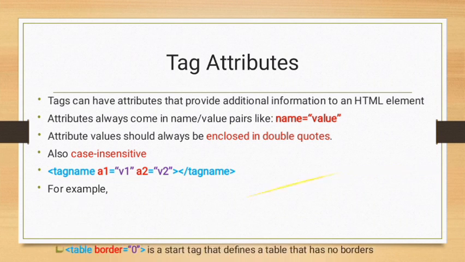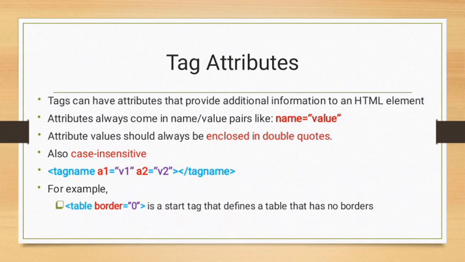So for example, there is a table tag. First of all you give the angular bracket, then the tag name, that is table, then the attribute name, that is border, equal to within double quotes 0. So 0 is the value of that attribute border.